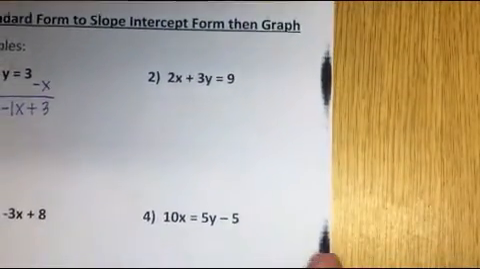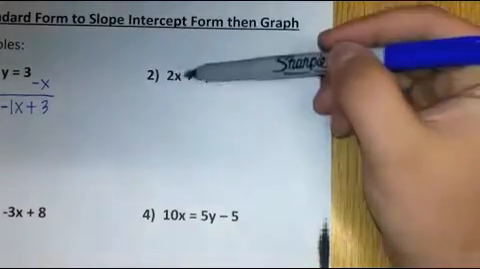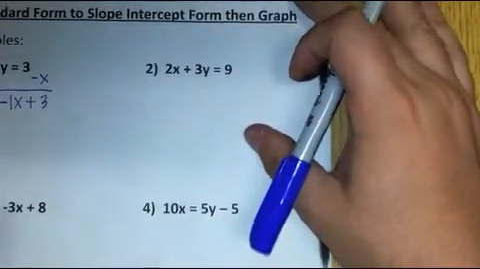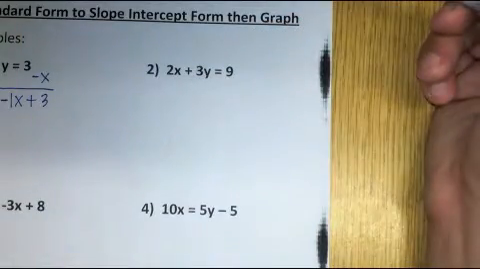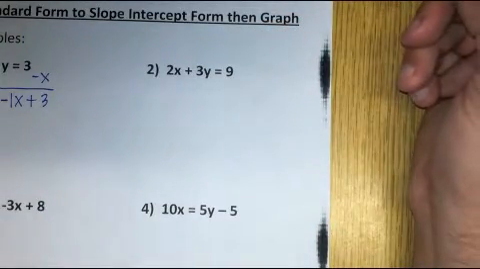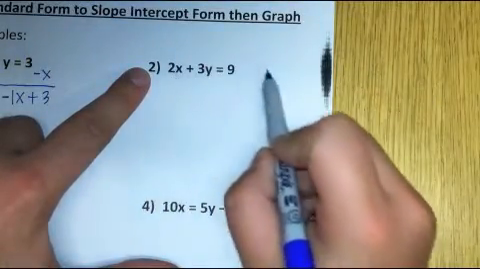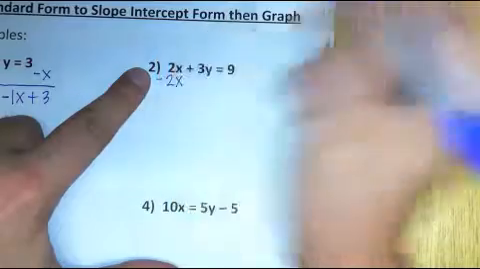All right. A little bit more intricate, but nevertheless, nothing that we can't handle. 2x plus 3y equals 9. So, first things first, I need to isolate the y. I'm trying to take this equation that's in standard form and put it into slope-intercept form. Okay, so what I'm going to do here is, to physically move the 2x to the other side, I'm going to subtract it. So, subtract 2x.